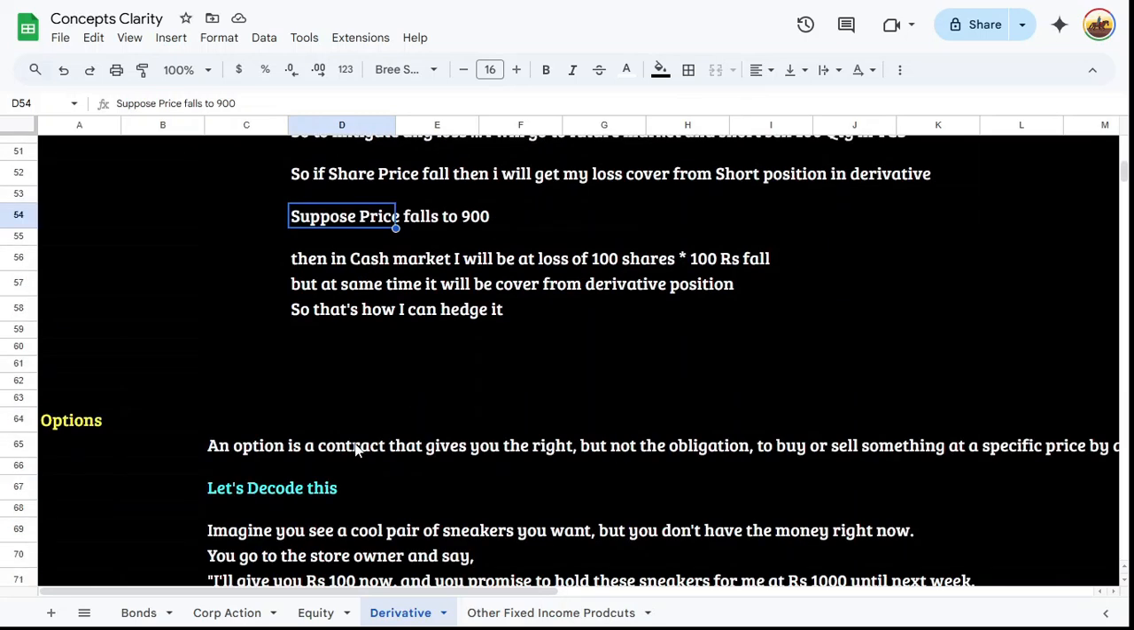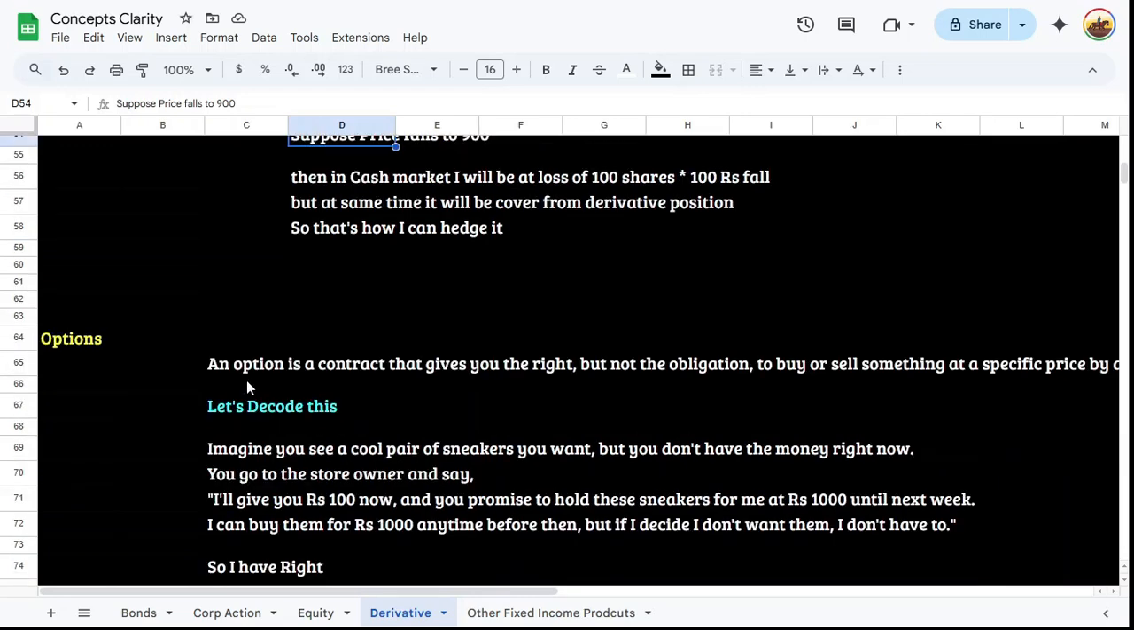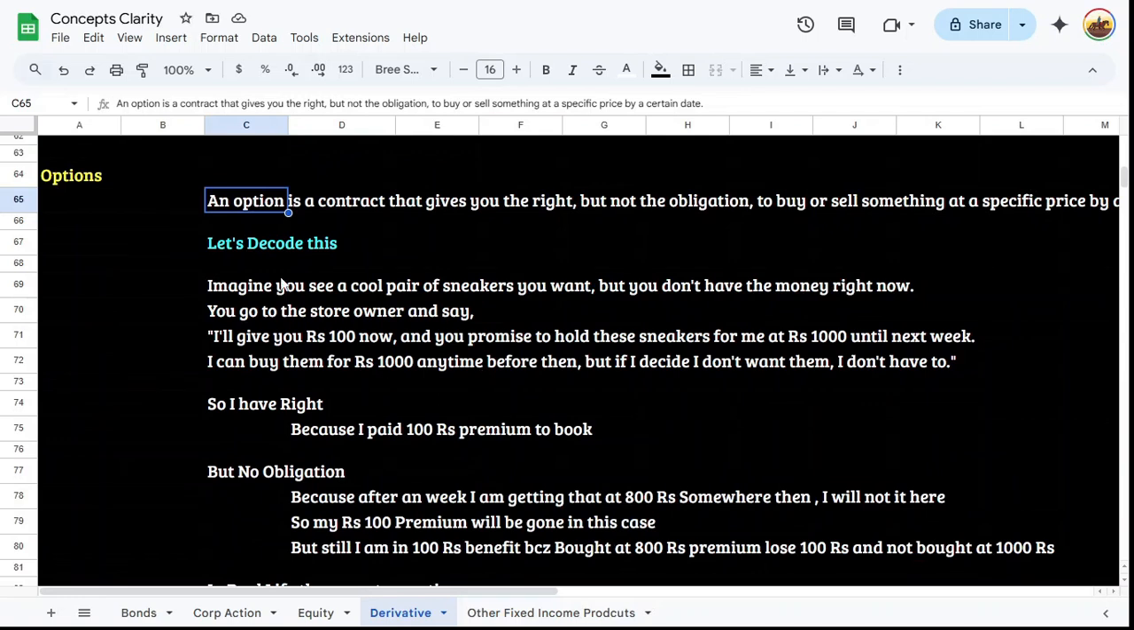So now you understood what a derivative is. Now we'll check options quickly. An option is a contract that gives you the right but not the obligation to buy or sell something. Let's decode this, because it might be difficult to understand the definition.